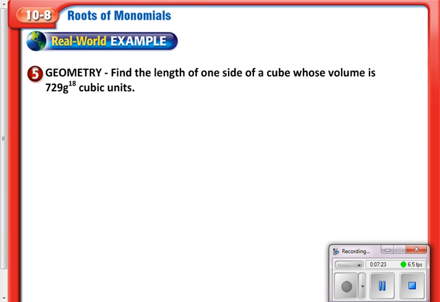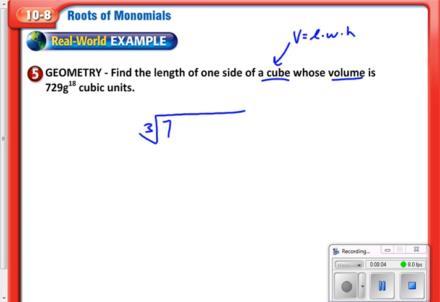Example 5, throwing a little geometry at you. It says find the length of one side of a cube whose volume is 729 g to the 18th cubic units. So we're doing volume of a cube. One thing that we know about a cube is all side lengths are the same. So the volume of a cube is length times width times height, and they're all the same. To figure this out, you're going to use the cube root of your volume. Because you're dealing with volume, we know all side lengths of a cube are the same length, and that's basically what cube root deals with.